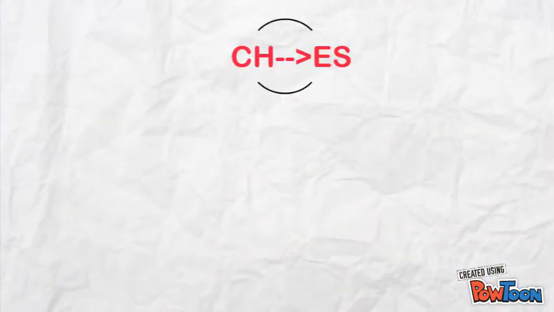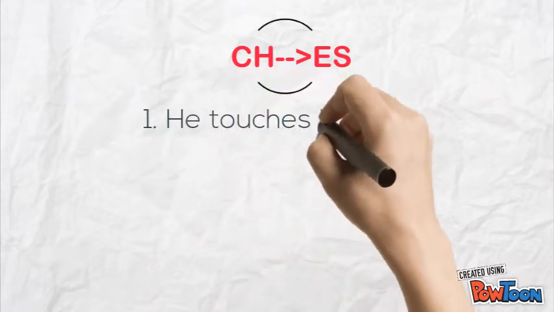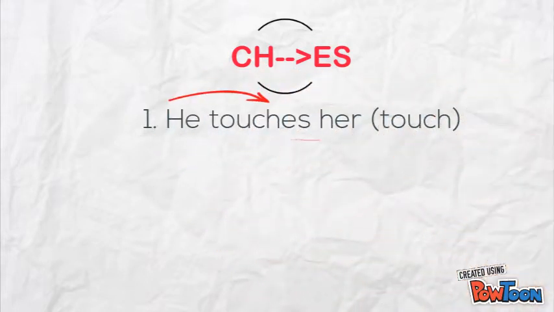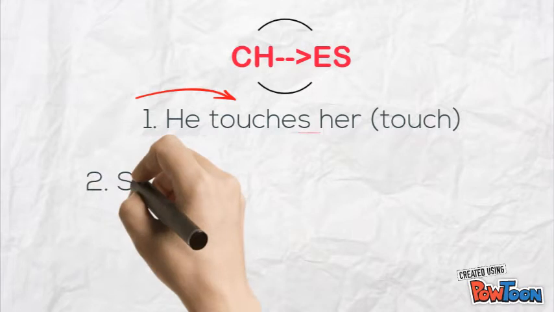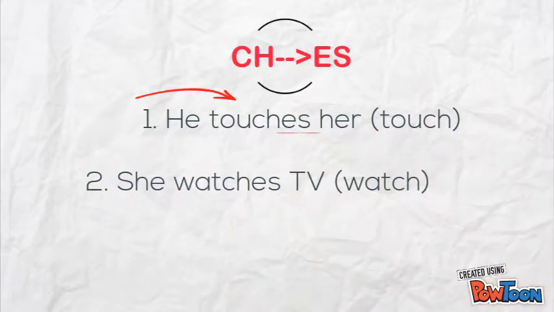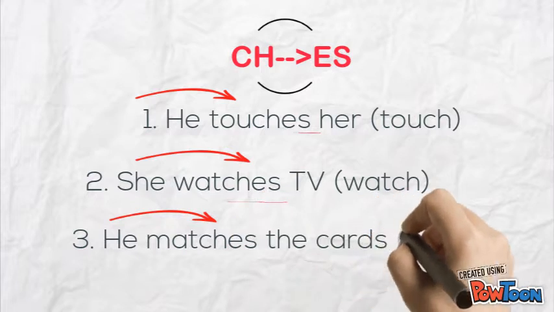The next option that you have is with verbs that end with ch. You also have to add an es at the end of the verb. For example, with the verb touch, you add the es, so he touches her. Or with the verb watch, again ending with ch, you have to write she watches TV. Or with the verb match, he matches the cards.